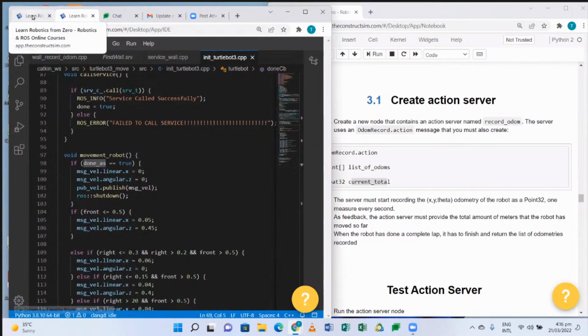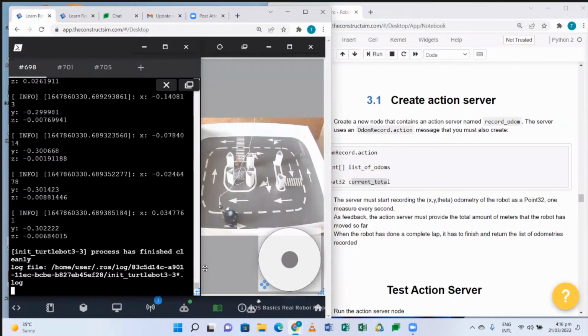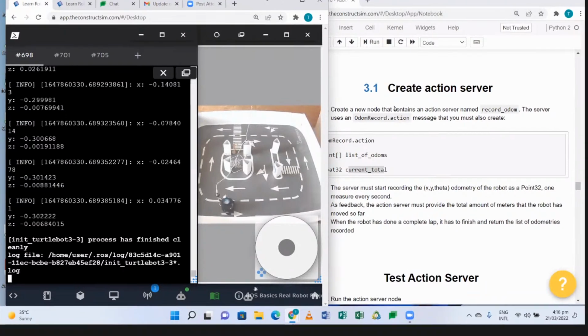Well, that's very, very well explained. Do you mind stopping sharing your screen so we can? Yeah, sure.